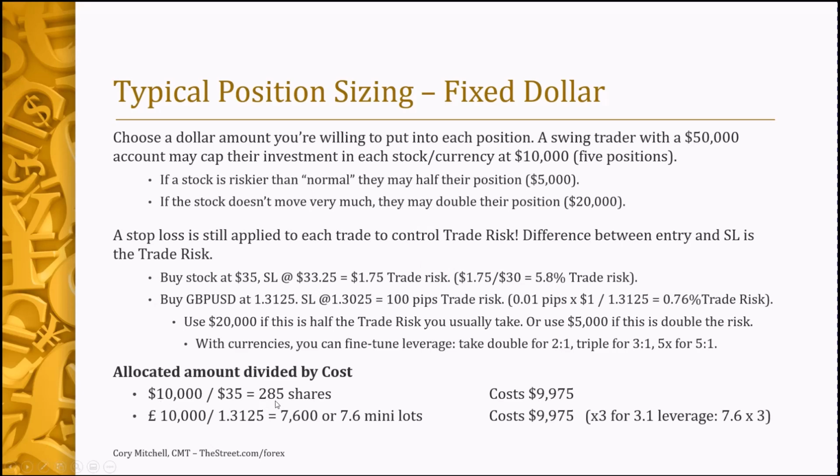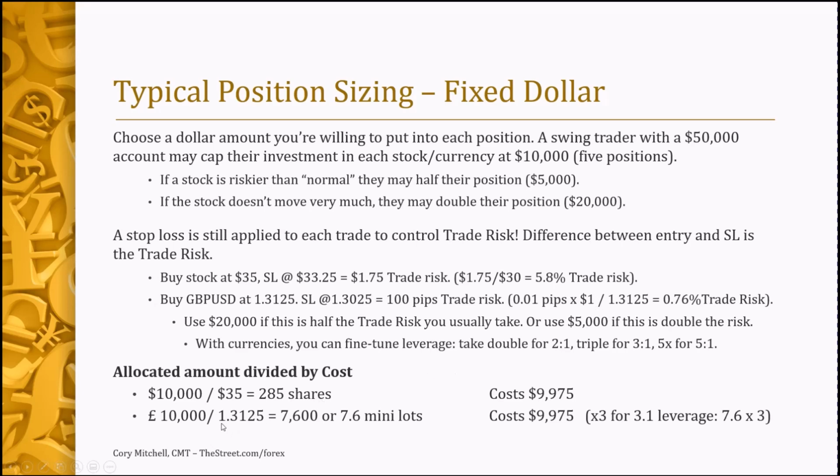So for the share example, $10,000 divided by 35, and we're just doing this simply because we've already chosen we can only invest $10,000. So then all we have to figure out is how much we can afford to buy of that currency with the $10,000. So in this case, we are paying $35 for the stock. We can buy 285 shares, and that's going to cost us just under $10,000.